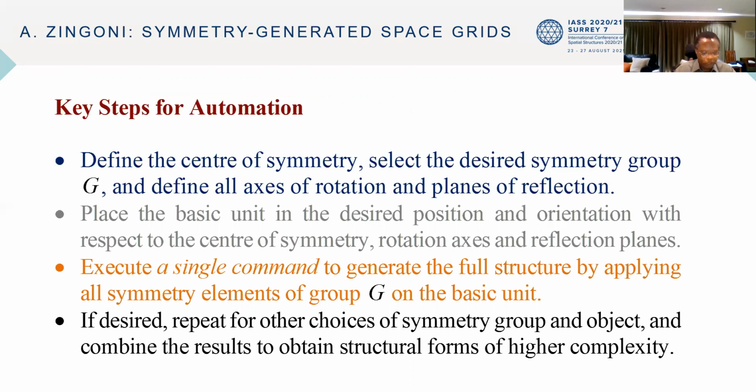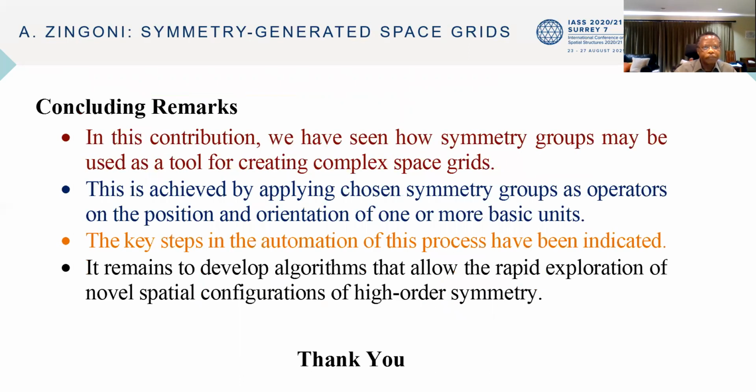In conclusion, in this contribution, we've seen how symmetry groups may be used as a tool for creating complex space grids. This is achieved by applying chosen symmetry groups as operators on the position and orientation of one or more basic units. The key steps in the automation of this process have been indicated. It remains to develop algorithms that allow the rapid exploration of novel spatial configurations of higher order symmetry.